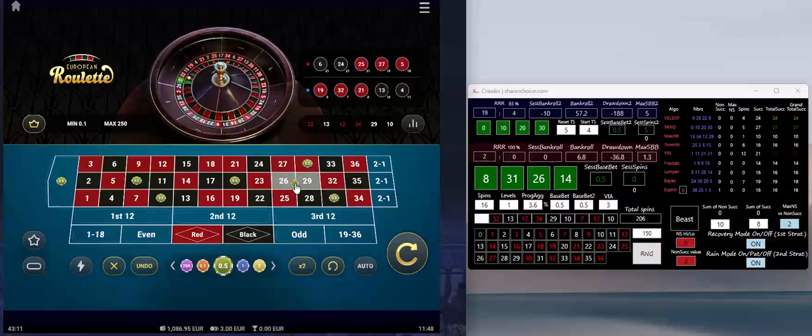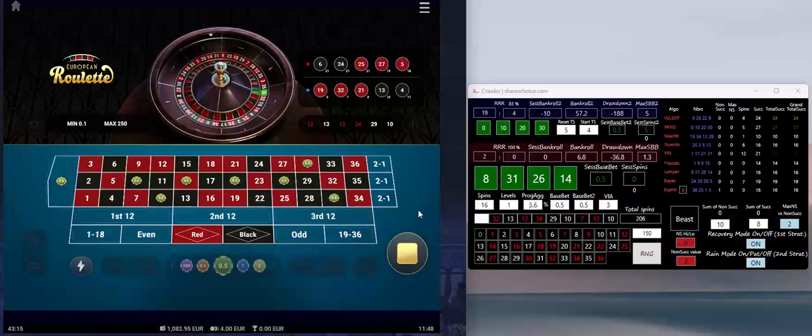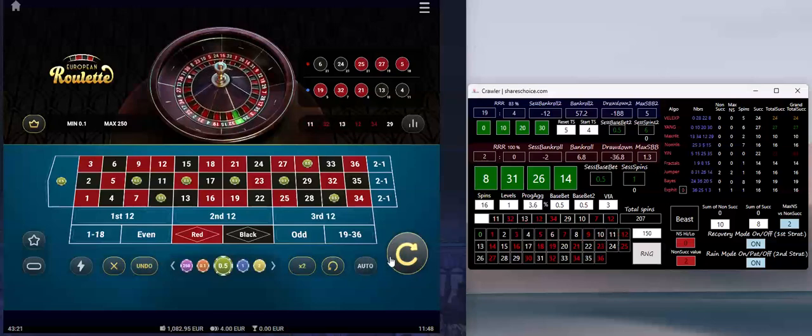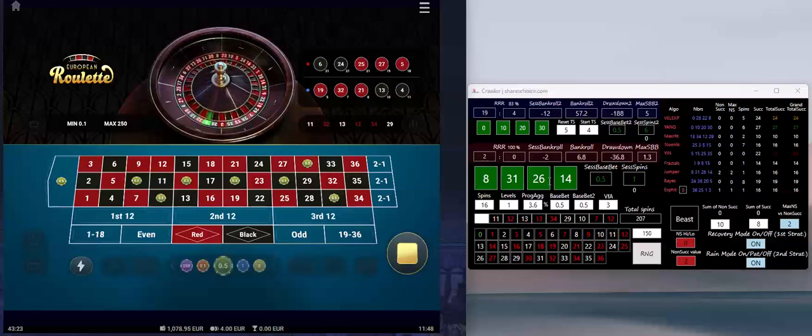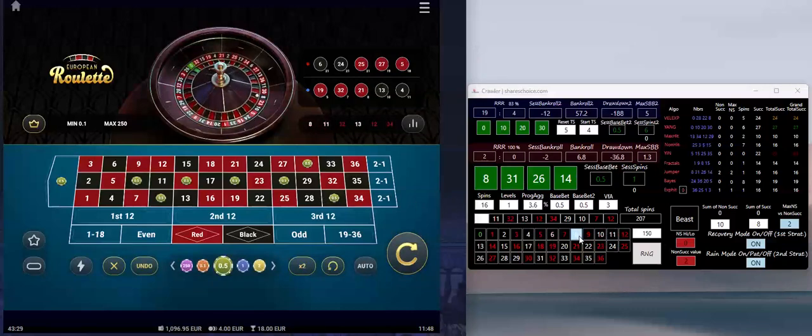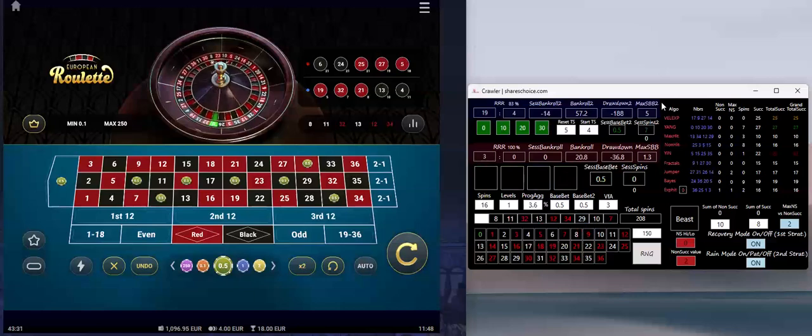numbers as well. 26, 14. So now we are actually betting eight numbers. So far, the second algorithm was always successful, so I hope this will be the case again. And it is. So number eight is here. So again, we won on this one.